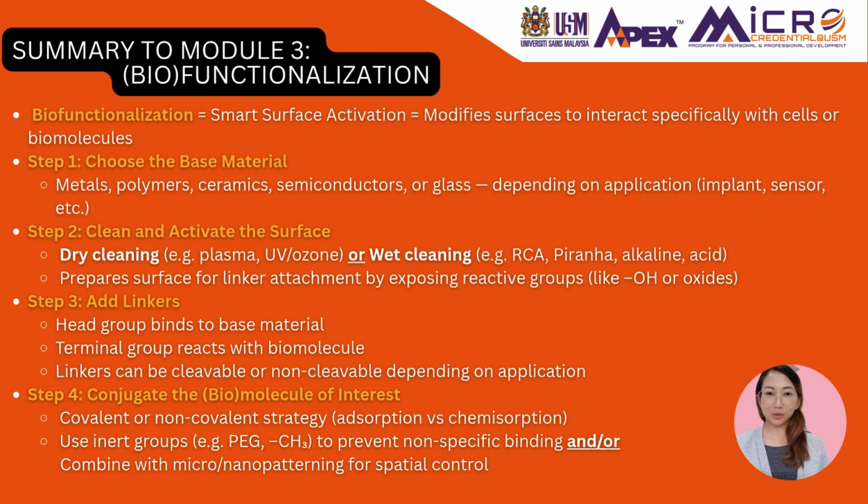In this module, we explored biofunctionalization, activating surfaces that allow specific interactions with cells or biomolecules. Step 1 is choosing a suitable base material, like metals, ceramics, or polymers, depending on the application. Step 2 is cleaning and activating the surface using dry or wet methods to expose reactive groups. Step 3 involves adding linkers that connect the surface to the biomolecule. And Step 4 is the actual conjugation, using covalent or non-covalent strategies while preserving function, often supported by inert groups or micro-nanopatterning.